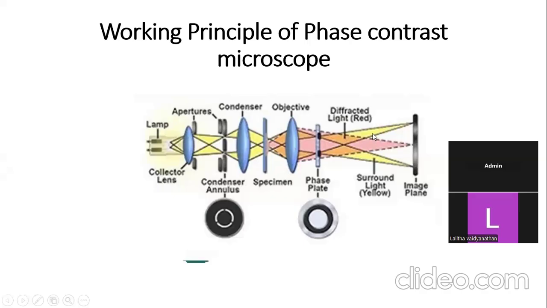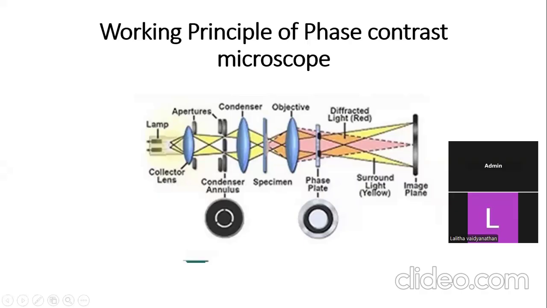The surround light is nothing but the light that passes through the specimen. It passes through the specimen without interacting much or diffracting. It is not getting diffracted. Those areas might be thicker, or might be dark in area. So it is not getting refraction.